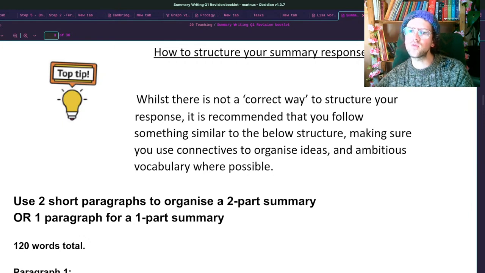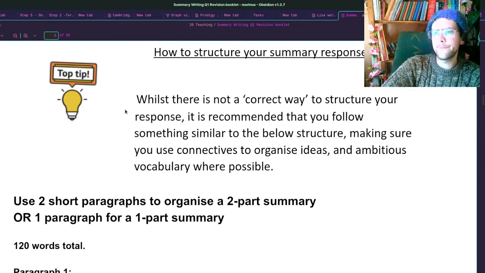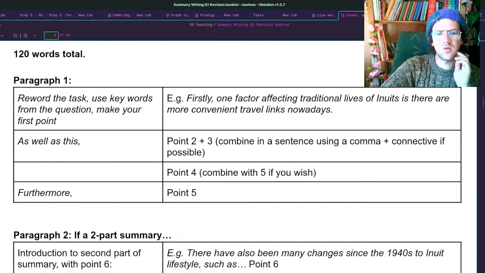there's no correct way to structure our response, but we need to follow something similar to the below structure, really just because it allows us to organize our ideas better. And we must use ambitious vocab where possible. Don't use the smallest possible word. Try to impress your marker.